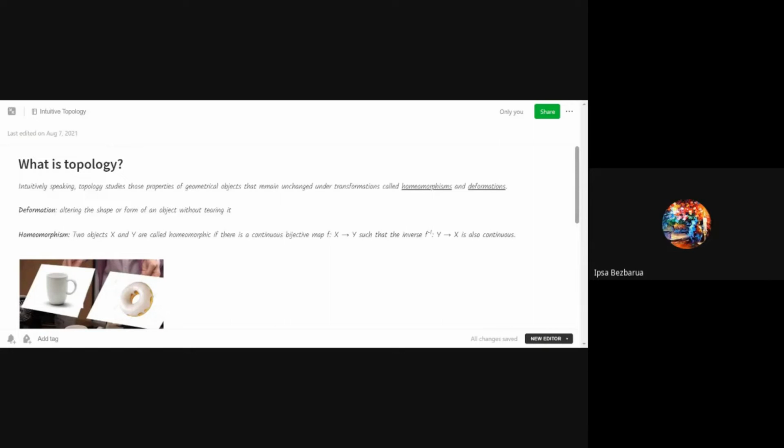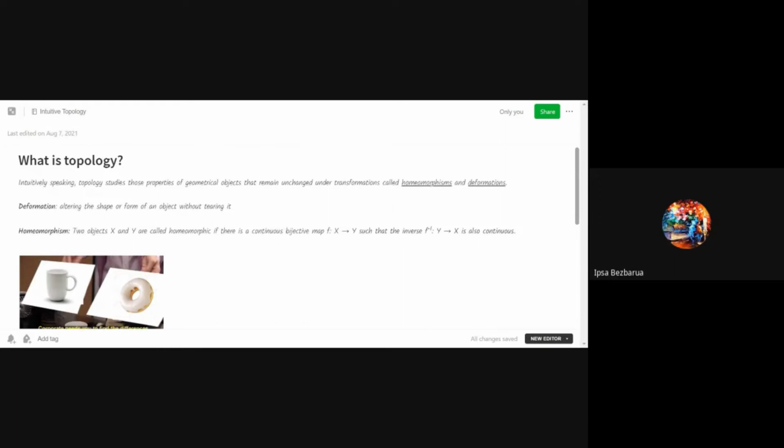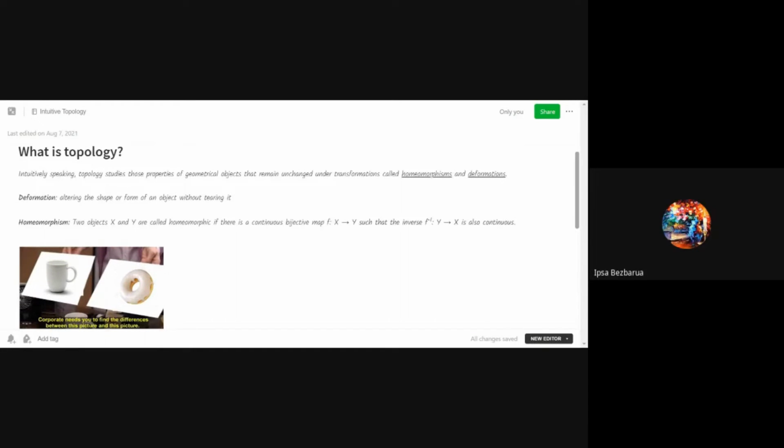A deformation is kind of like stretching or squeezing an object and changing its shape while making sure that the object doesn't tear or you don't glue two parts of the object together. There is a more involved mathematical definition of deformation, which we'll do in algebraic topology next semester.